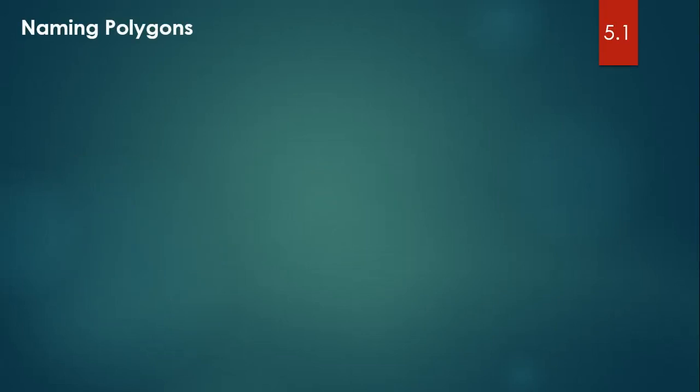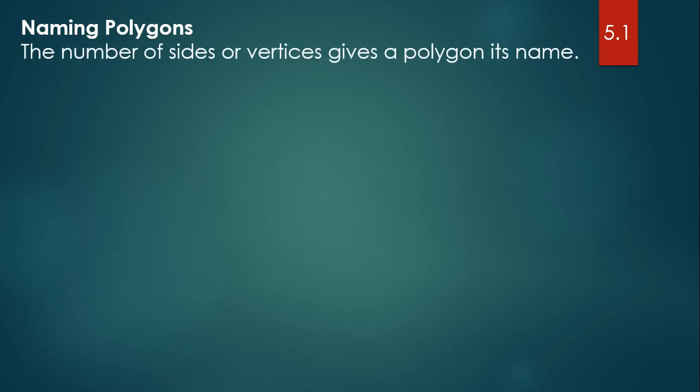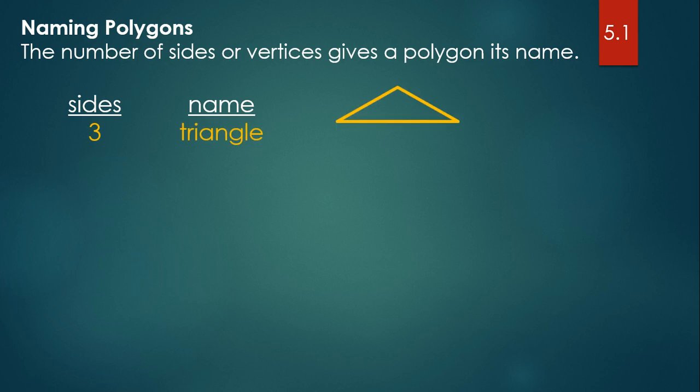So let's start talking about polygons by naming some polygons. If we know the number of sides or the number of vertices that a polygon has, we can give it a name based on that number. And we've already talked about a couple of different types of polygons and named them. For example, a three-sided polygon is a triangle, and a four-sided polygon is a quadrilateral.